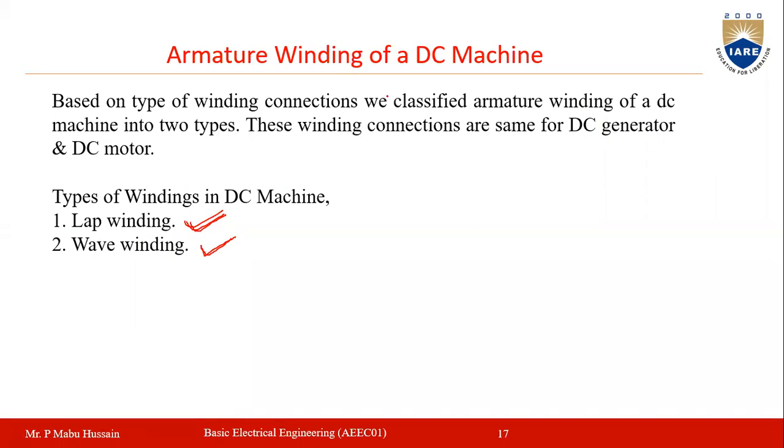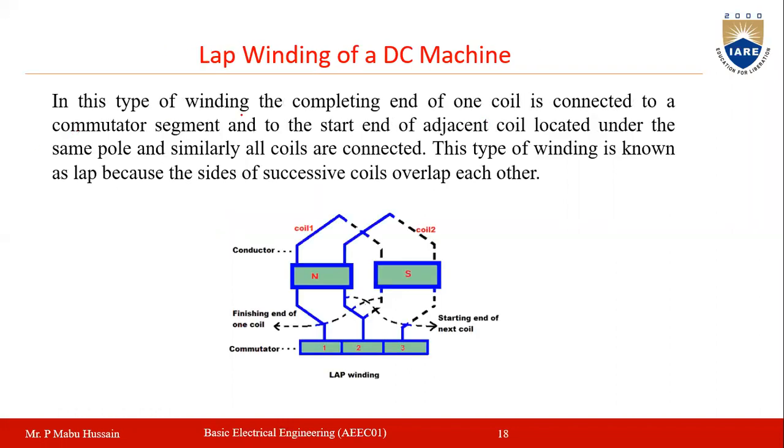These three are topologically equivalent, right? So can you draw it? This is not the only way you represent it. Okay. So the first one, lap winding of a DC machine, right? In the lap winding, the completing end of one coil is connected to the commutator segment and to the start end of the adjacent coil, located under the same pole.